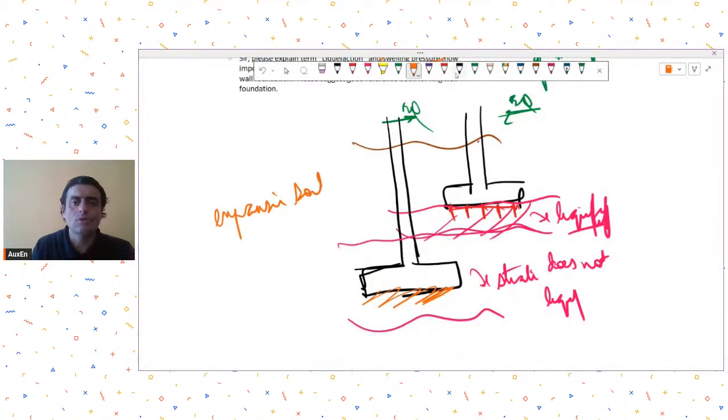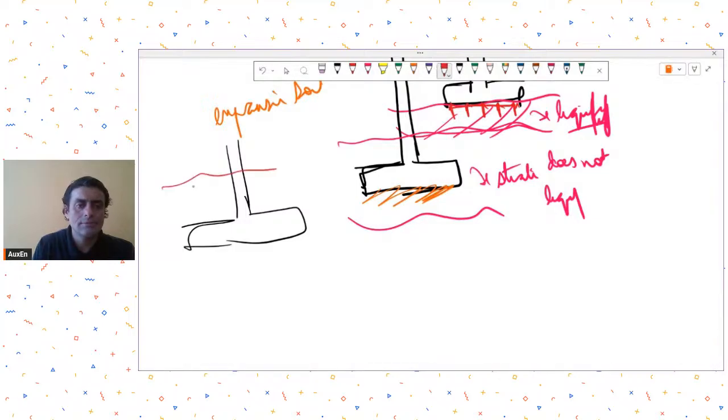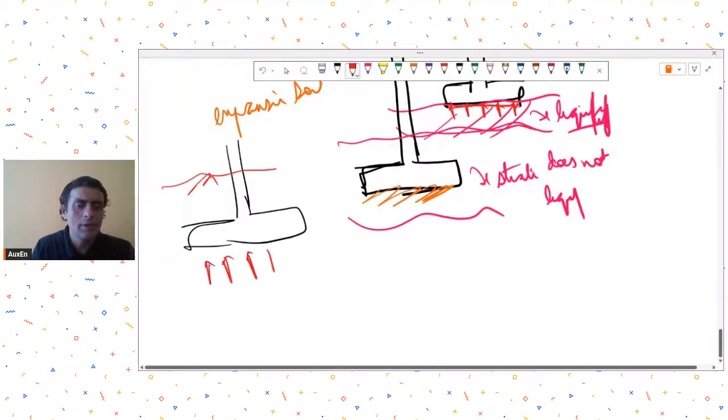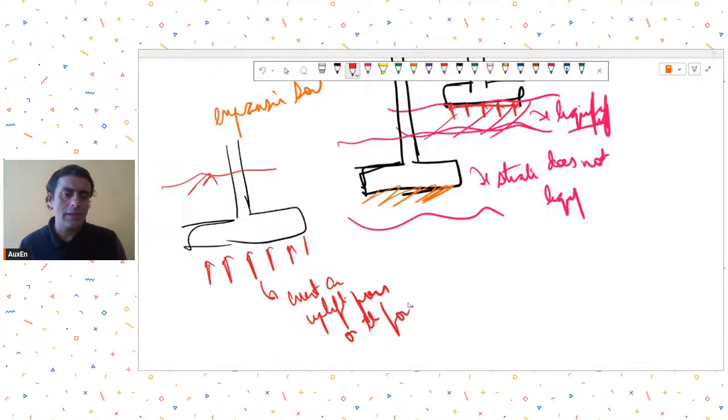In expansive soils, what may happen is that when they come in contact with water, the volume of those soils tends to increase, and if the volume of soil tends to increase, the soil will exert an uplift pressure on the footing. So this usually happens in expansive soils.